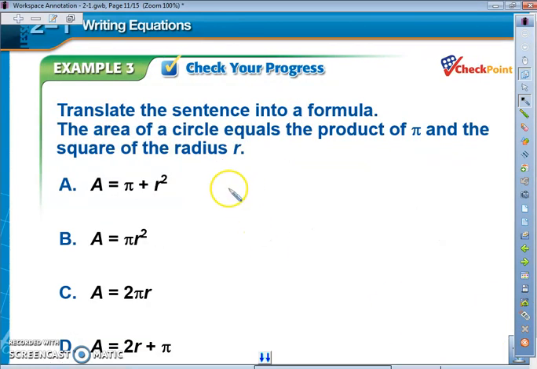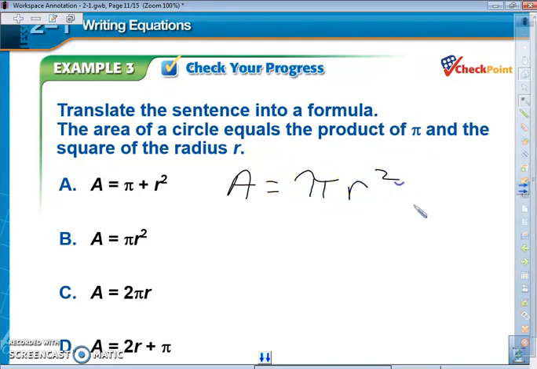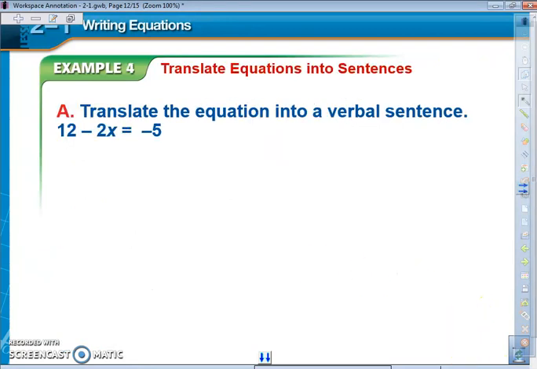Okay? The area of a circle equals the product multiplying pi and the square of a radius r. Pi and the square of a radius right there. Area equals pi r squared. Area equals pi r squared. Right there. Guys, this is algebra right here, where you're going to read something, you're going to have to translate it to something else.